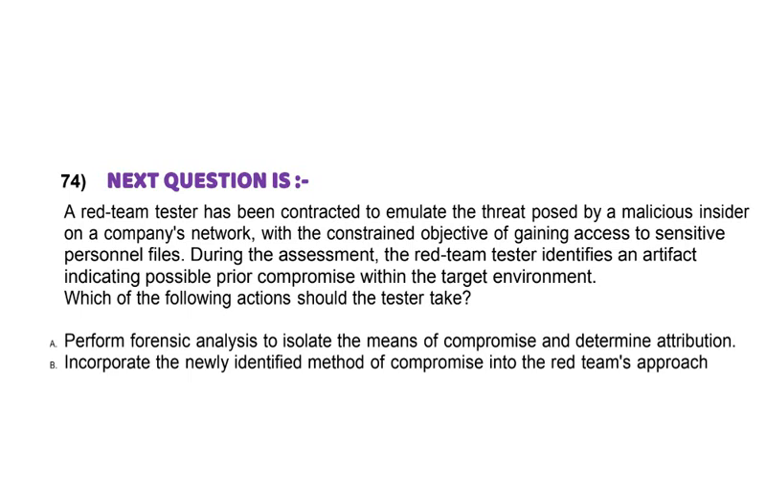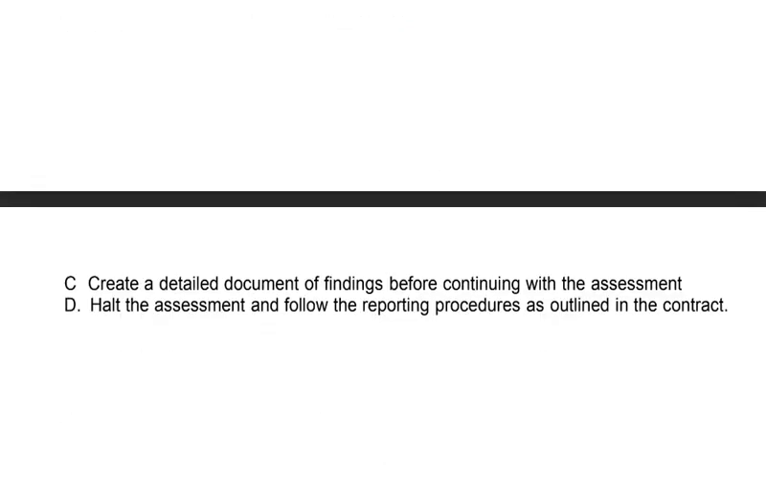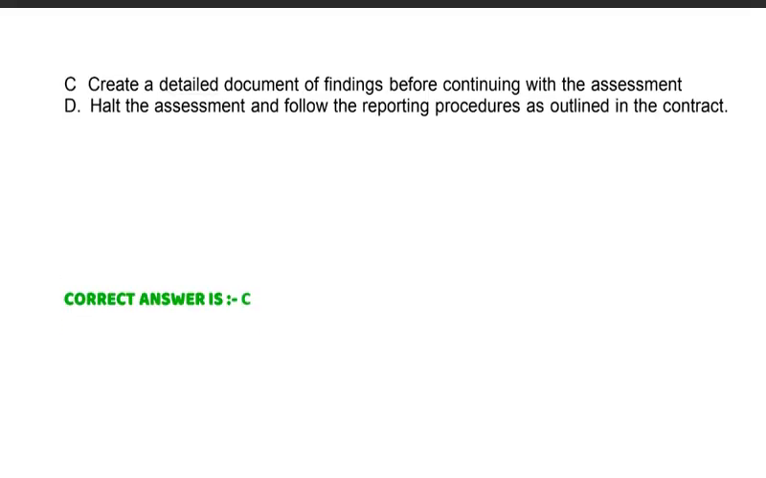Option A, perform forensic analysis to isolate the means of compromise and determine attribution. Option B, incorporate the newly identified method of compromise into the red team's approach. Option C, create a detailed document of findings before continuing with the assessment. Option D, halt the assessment and follow the reporting procedures as outlined in the contract. Correct answer is option C.